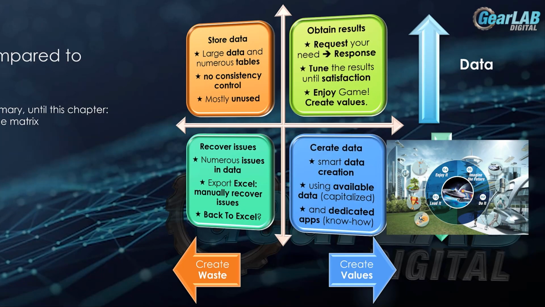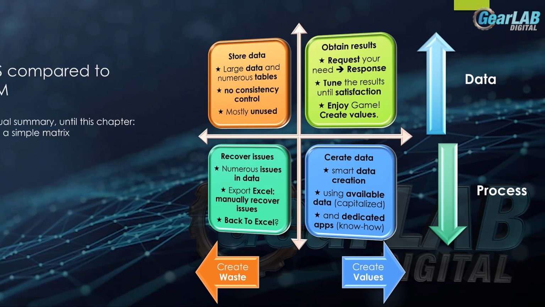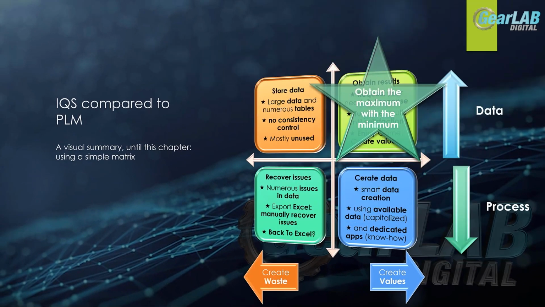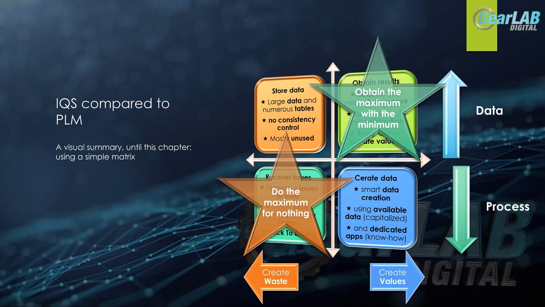The last quadrant is about the process of new data creation. A process smart enough to create new data. However, there is no magic. New data are created by using available data in the database. This is the capitalized knowledge of your company, using dedicated apps to deduce new data. This is about the specific know-how of your activity. In this simplified representation, the top right corner is about obtaining the maximum with the minimum, when the bottom left is about doing the maximum for nothing. The left column is about PLM. The right column is IQS.